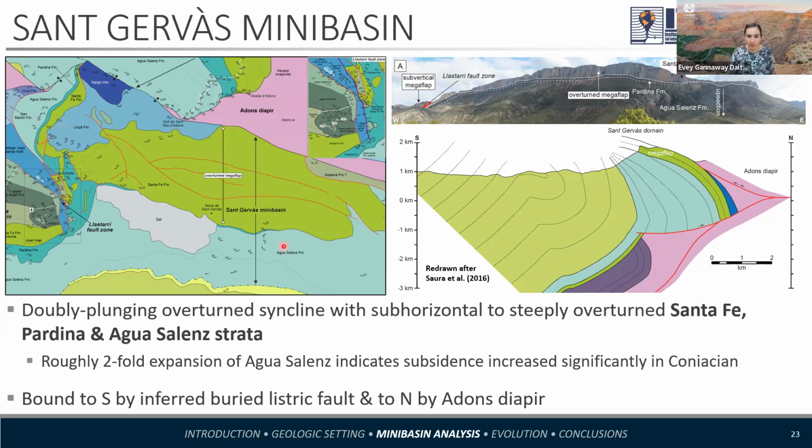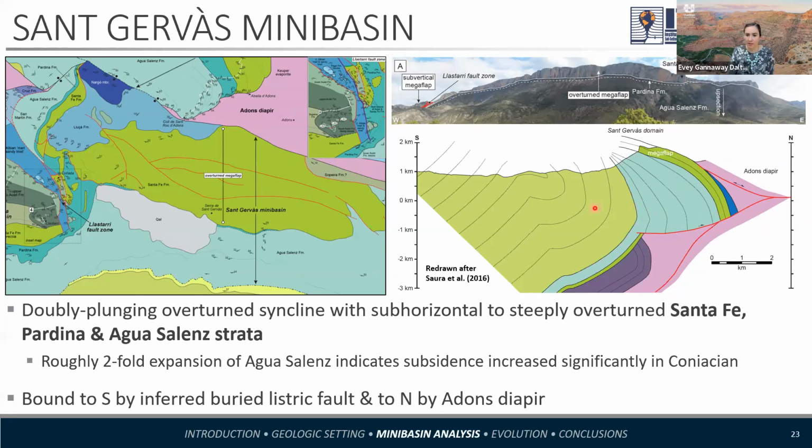So we have this completely overturned megaflap, this sub-horizontal, and then to steeply overturned Santa Fe, Pardina, and Agua Salenz strata. I'll just point out in this mint green color, this is the Agua Salenz formation, and that there is roughly a twofold expansion of this Agua Salenz compared to the surrounding area. That's going to indicate subsidence increased significantly in the Coniacian, which is the time period of deposition here.